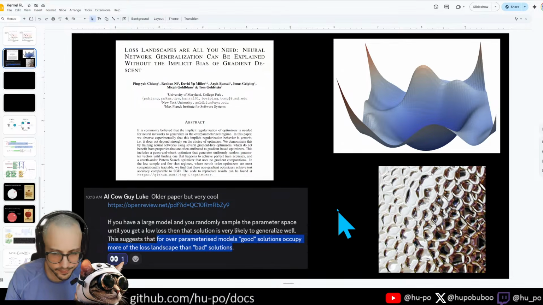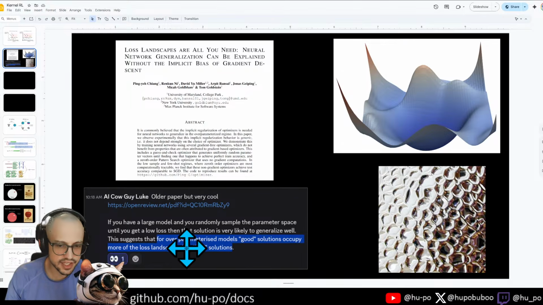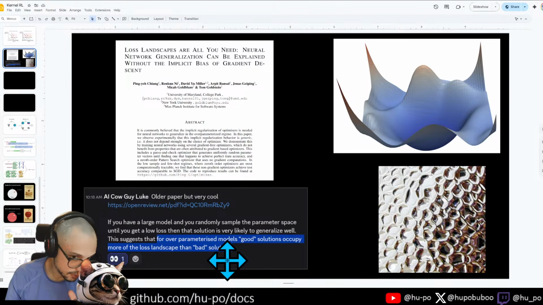So this is kind of an update on my intuition that I've had recently, where first of all, over-parameterized models, every single model we use right now is over-parameterized, right? These giant transformers with billions of parameters, these are all over-parameterized models.